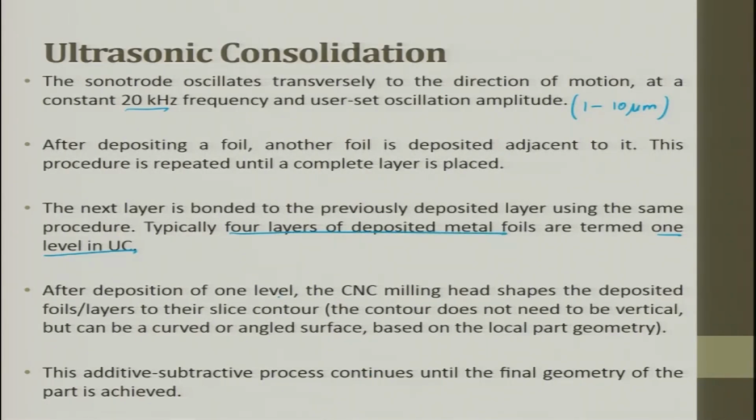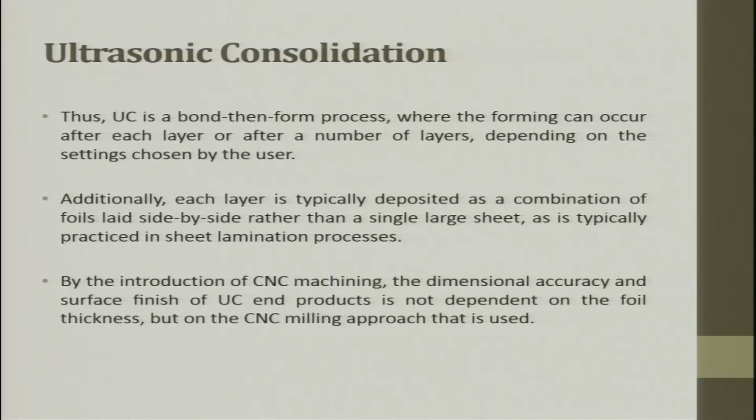After deposition of one level, the CNC milling head shapes the deposited foil layer to its slice contour. This additive-subtractive process continues until the final geometry of the part is achieved. So, you make 4 layers, you machine it, then you make 4, then you machine it, and finally what you get is metal consolidated using ultrasonics for building up a rapid manufactured 3D metal part. Thus, UC is bond then form. Bond then form, correct?